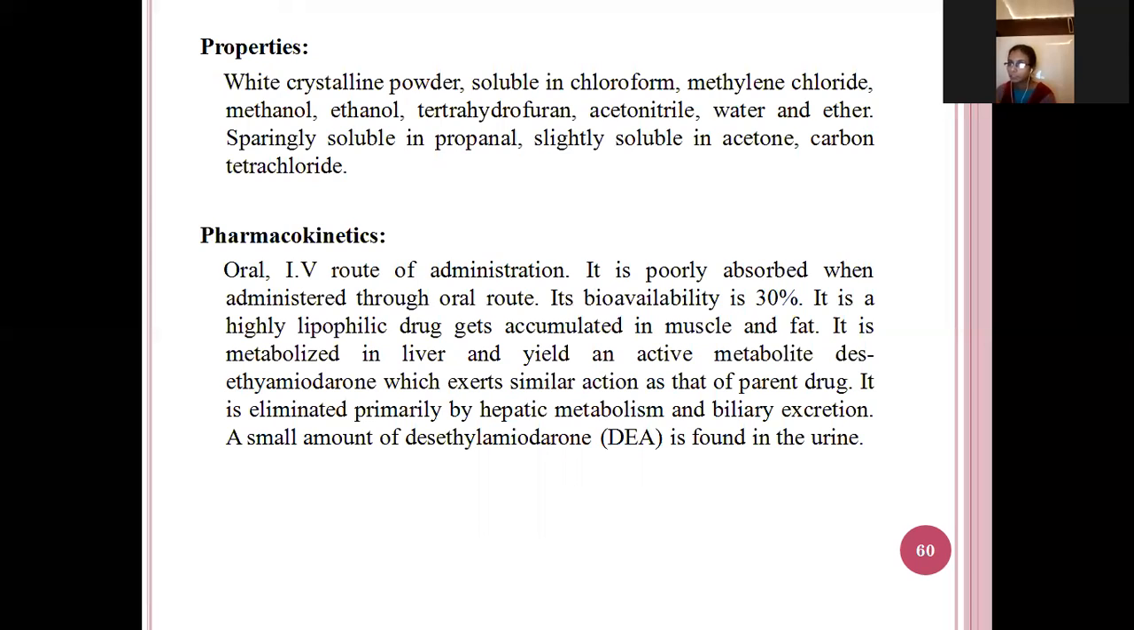It is metabolized in the liver and it has an active metabolite, that is desethylamiodarone. So it is the active metabolite. It finally undergoes metabolism through the liver and it is eliminated through the urine.